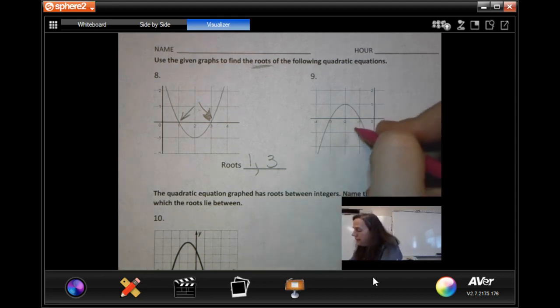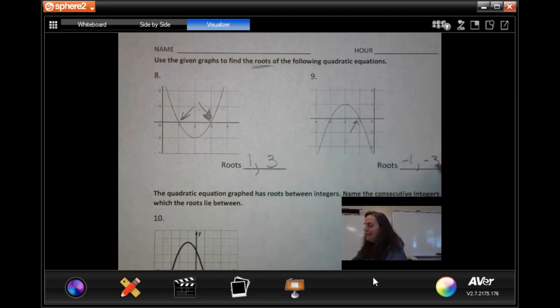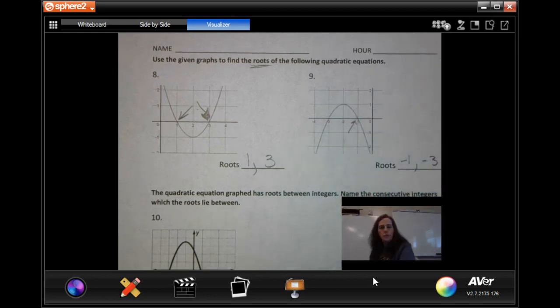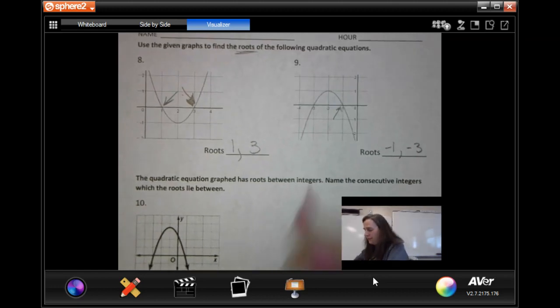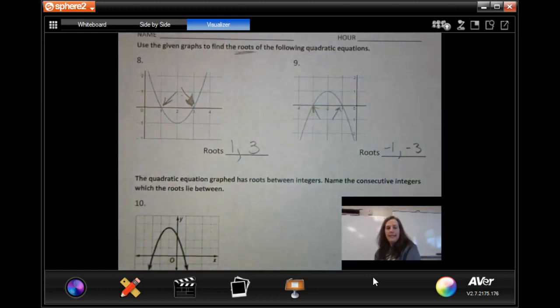Let's look at this one. I see he crosses at -1 and -3. Those are my roots. Okay, so that's a pretty visual problem. You're just eyeballing. Where is that x-intercept?